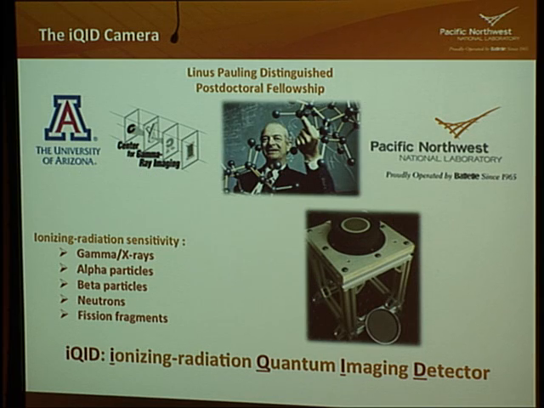So with that brief introduction, I'm going to talk about what we call the iQID camera. Originally this was called bazooka SPECT, but now, to incorporate its broad response to other forms of particles, we've called it the ionizing-radiation Quantum Imaging Detector. The graduate work I did here at the Center for Gamma Ray Imaging in the College of Optical Sciences was primarily centered on the use of gamma rays and X-rays.